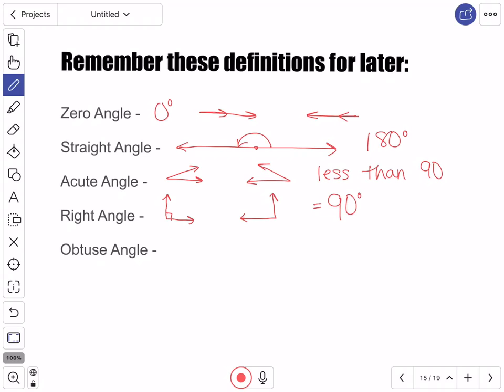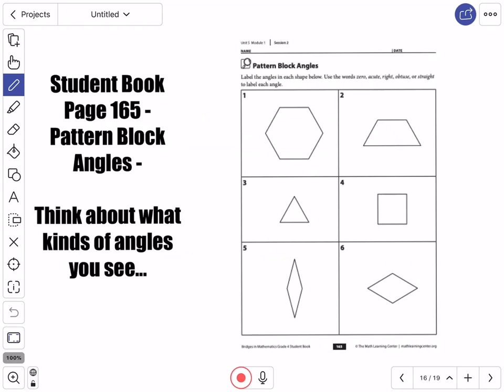A right angle is going to be just like the corner of your piece of paper. Sometimes you'll see that, and sometimes you won't. You have to be careful, okay? But it's going to be exactly 90 degrees, okay? And then an obtuse angle might open this way, it might open that way, but it's going to measure more than 90. However, it'll measure less than 180, okay?